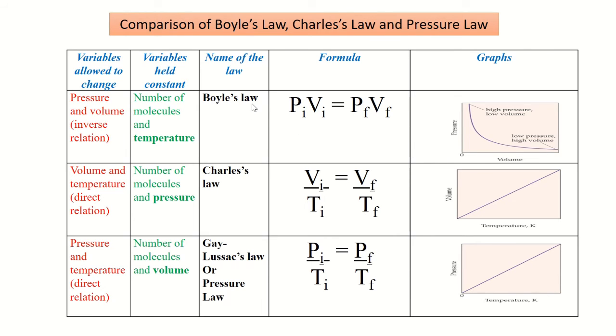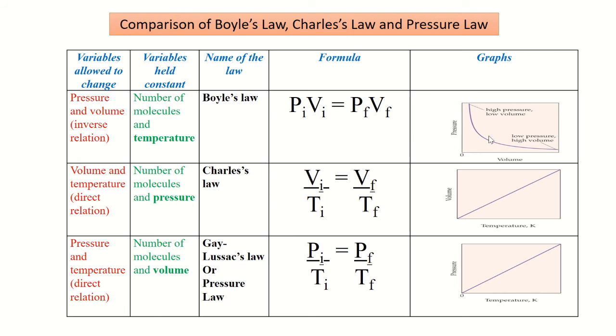For Boyle's law, which variables are allowed to change? In Boyle's law, the pressure and the volume are changing. The volume is inversely proportional to the pressure, so they have an inverse relation. And which parameter is constant in Boyle's law? The temperature is the constant parameter in Boyle's law.